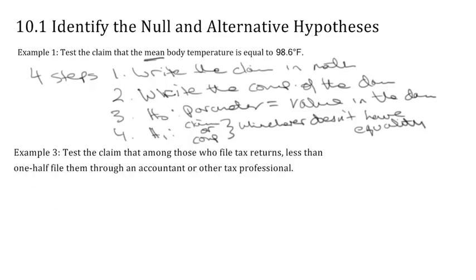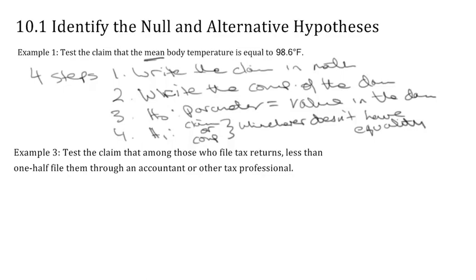So here's my third example. Test the claim that among those who file tax returns, less than 1/2 of them file through an accountant or another tax professional. So what I'd like you to do is turn off the video and have a crack at doing it by yourself. Make something up. Go ahead and be wrong. Go ahead and make mistakes if you're not 100% sure, and then learn by adjusting and asking yourself, okay, why was this not right? Okie dokie, stop the video. I'll wait here.